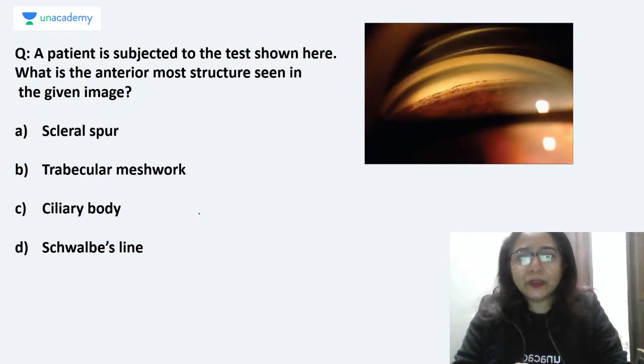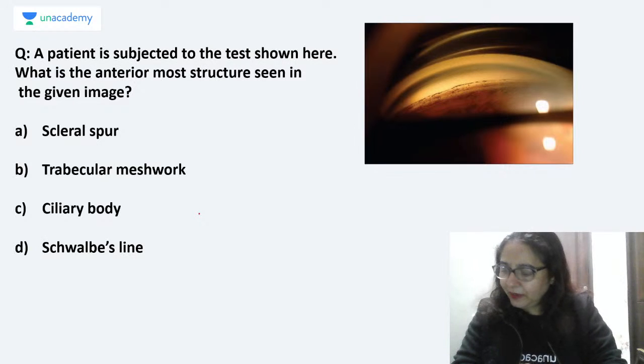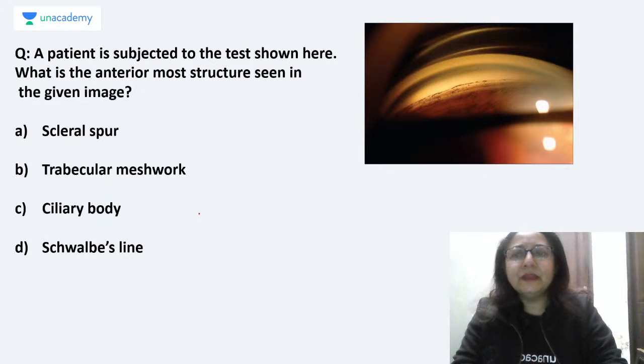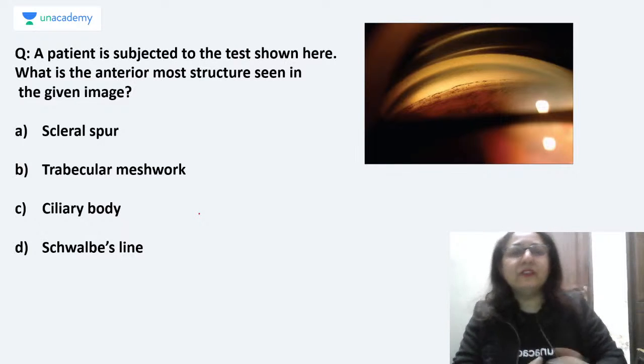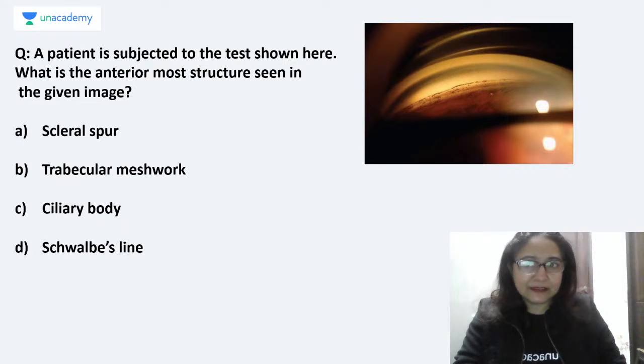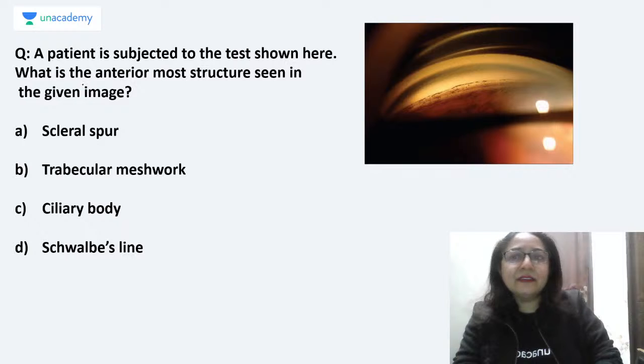So look at the question over here. Okay, so you can answer the question on the chat. Let's read the statement. A patient is subjected to the test which is shown here. So this is an image which is being shown to you here. This is a test which is being performed on the eye. First of all, we have to identify what test it is. And then the question is asking you what is the anteriormost structure seen in the given image.